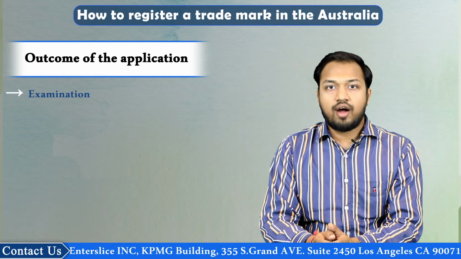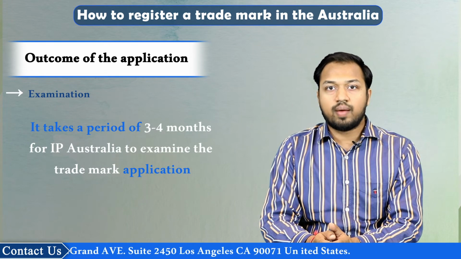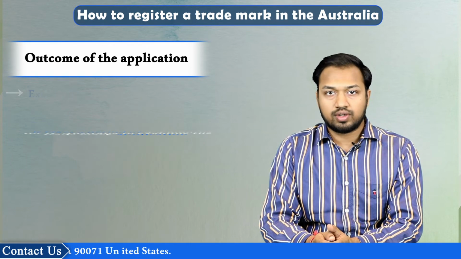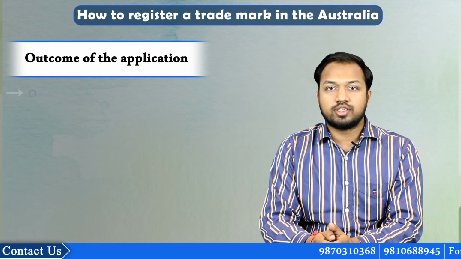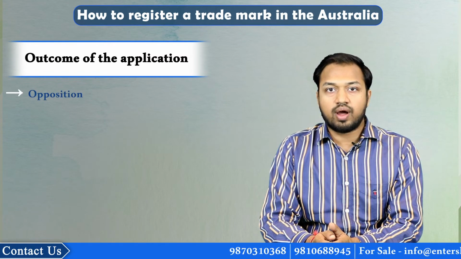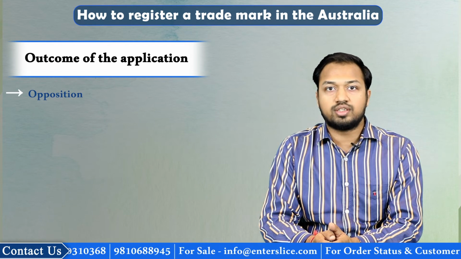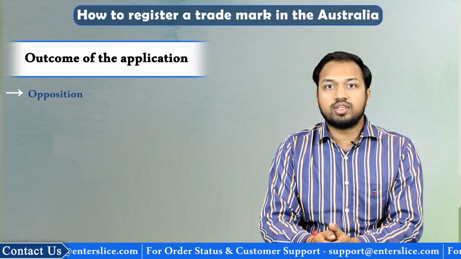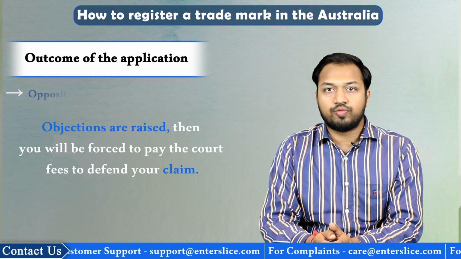The sixth step involves the outcome of the application. Examination stage. After filing the trademark application, it takes a period of 3 to 4 months for IP Australia to examine the trademark application to check whether the particulars in the application have been properly filed or not. Notification stage. If IP Australia accepts the application, it will notify the applicant in writing via online services. The stage of opposition. After removing the objections, the trademark is advertised as accepted and left open for a period of 2 months for any third party to challenge the trademark registration on different grounds. Third parties usually file opposition because they think that your mark is similar to theirs. If these objections are raised, then you will be forced to pay the court fee to defend your claim.